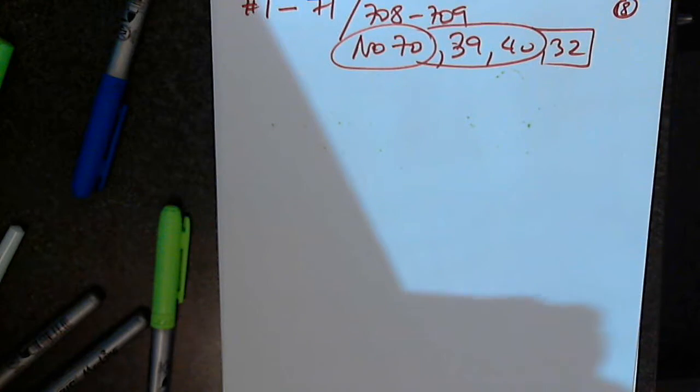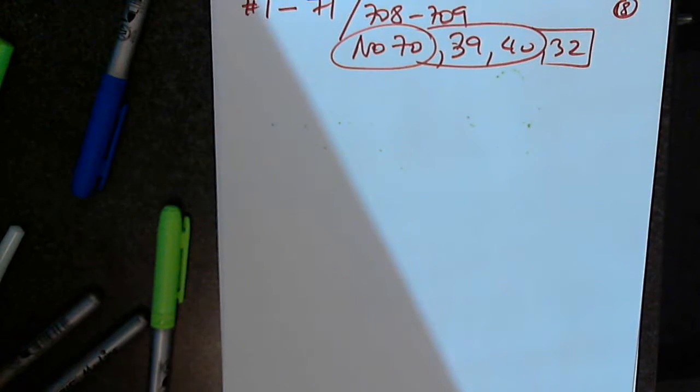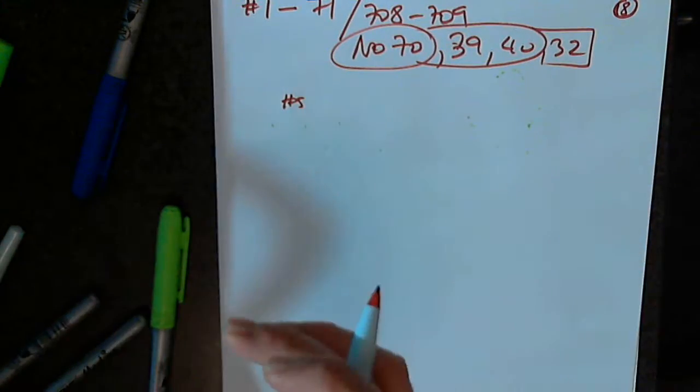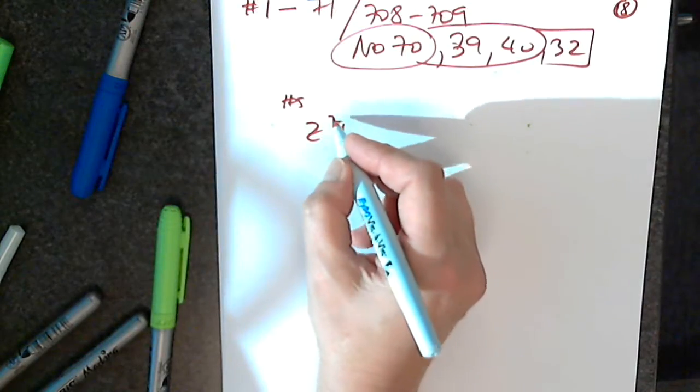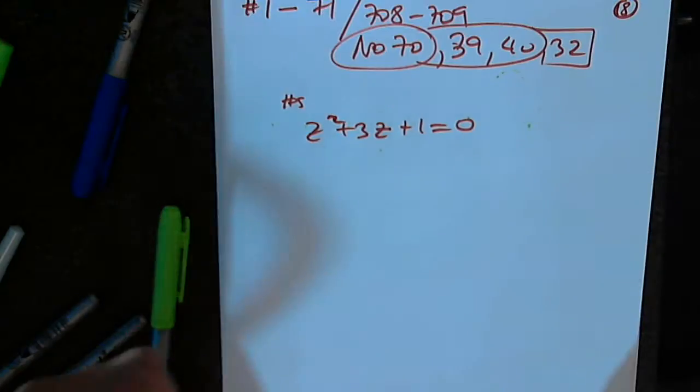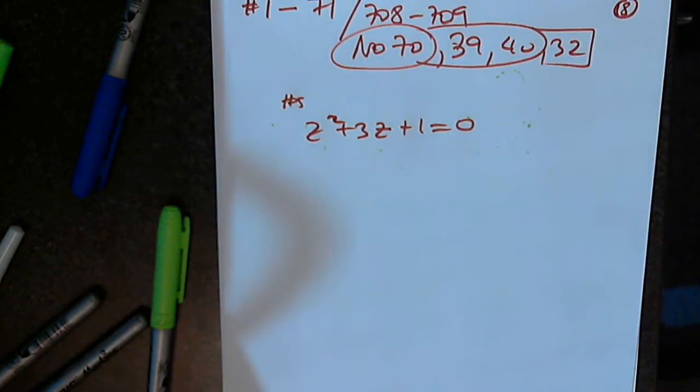Okay, so we want to complete the square. Let's say problem 5. Problem 5 is on completing the square: z squared plus 3z plus 1 equals 0.